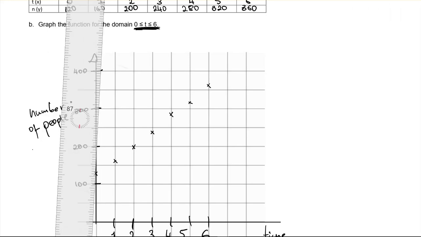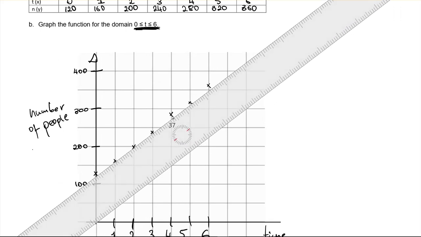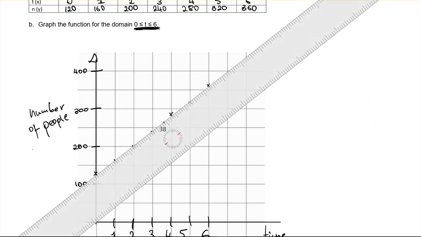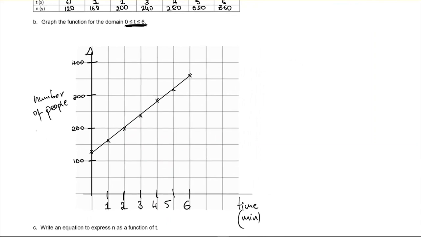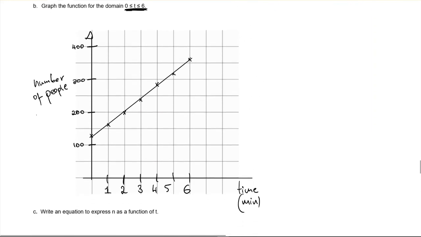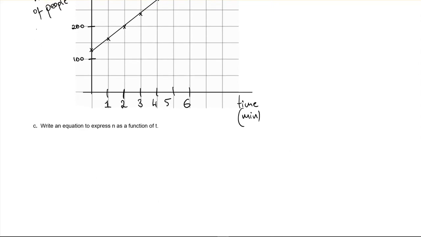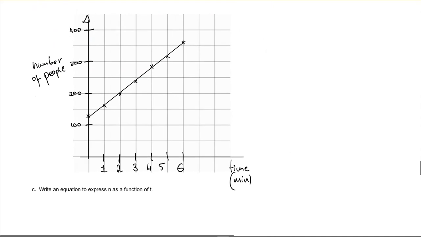Alright, once you've got your diagram, just try and join the dots. You should probably get graph paper in the exam, but if you don't, you just want to do a line of best fit, something that goes through most of the values. That's as accurate as I could get it on mine. So I've graphed the function, I've done the table. Now it says write an equation to express n as a function of t. So we know n is the number of people, t is time.